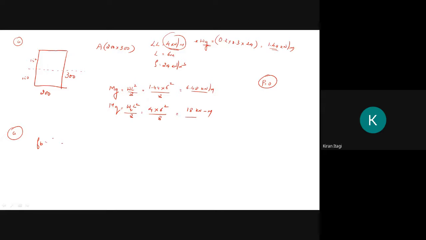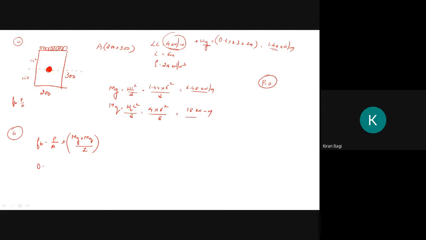Bottom fiber: P upon A plus mg plus mq upon Z. Because here he has given the loading for the concentric tendon. If he had not given the loading, fb would be directly P upon A, but here he has given the loading, so substitute the values.